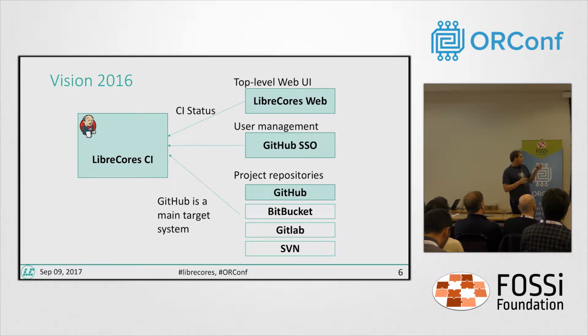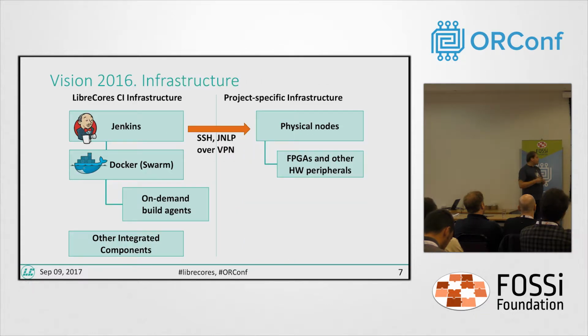So the vision in the previous year was that we have LibreCores CI, which connects to the LibreCores website, which uses GitHub SSO. So it means that this is a service for which you could use your own credentials. This service integrates with GitHub, Bitbucket, GitLab. As Philipp said, we are not going to have our own hosting of projects on LibreCores. So we just integrate with existing solutions, which are the de facto standard for open source projects now. But we offer our own infrastructure.